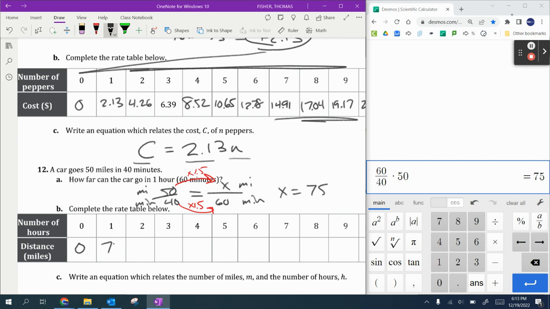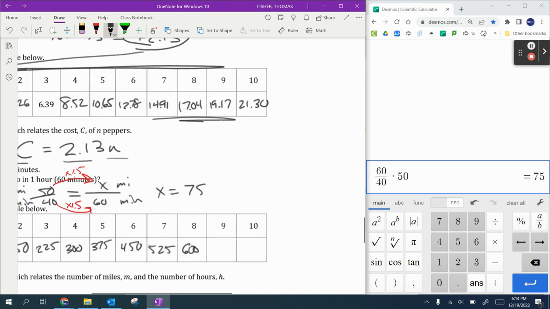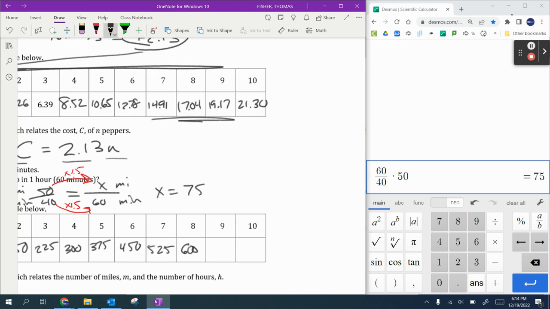So 0 is 0, 1 is 75. And then from there, I'm just going to keep doing 75 times each one to get the rest of this rate table. And that's how I'm filling these in. I'm just not showing it, but that's how I got these numbers. 75 times each of the hours to figure out all of these.